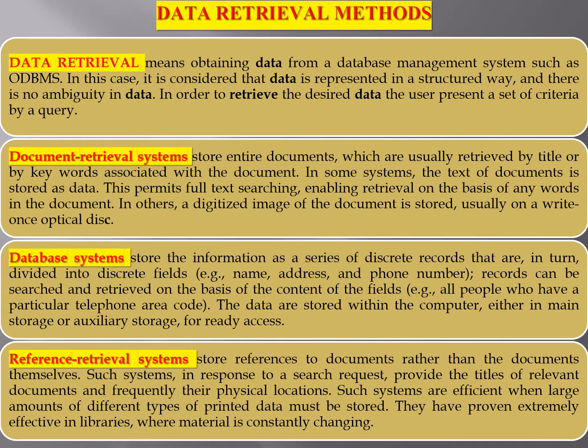Referential or retrieval system. These store references to documents rather than the documents themselves, such as systems that, in response to a search request, provide the titles of relevant documents and frequently their physical locations. Such systems are efficient when large amounts of different types of printed data must be stored. They have proved extremely effective in libraries where material is constantly changing.